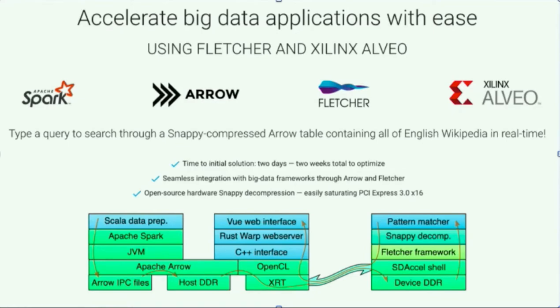Then from the web application, you can do queries. And these queries are then executed on either the FPGA, and the results are sent back, or they are executed on the CPU, in which case the results are also sent back. On the FPGA, the Arrow data is in the device DDR, like I just said. We have the SDx shell together with the Fletcher generated interface. On top of that, we have the Snappy decompressor and also the pattern matcher, which takes care of the matching of the words.